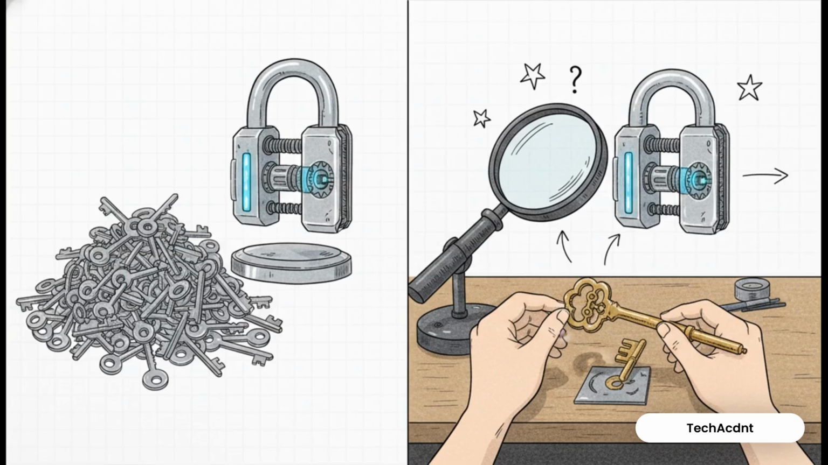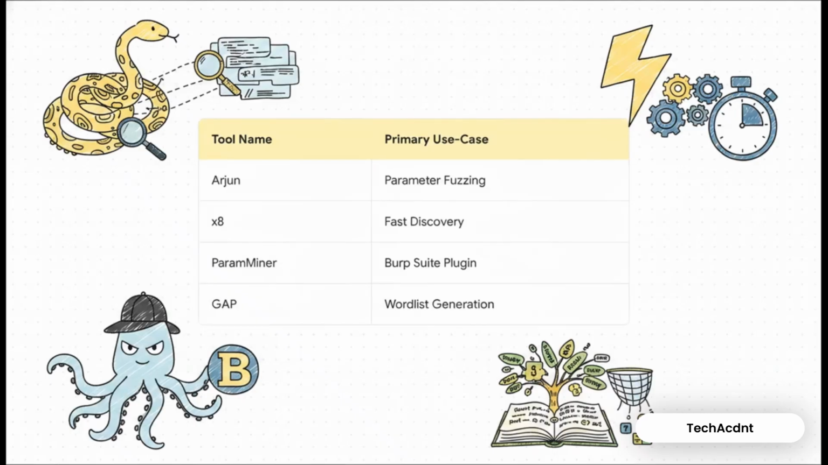Factor in their localization and programming languages. Tailoring your word list is exactly how you discover those deeply hidden legacy API routes that the default lists completely gloss over. Luckily, we are absolutely spoiled for choice with open-source tools to automate this stuff.